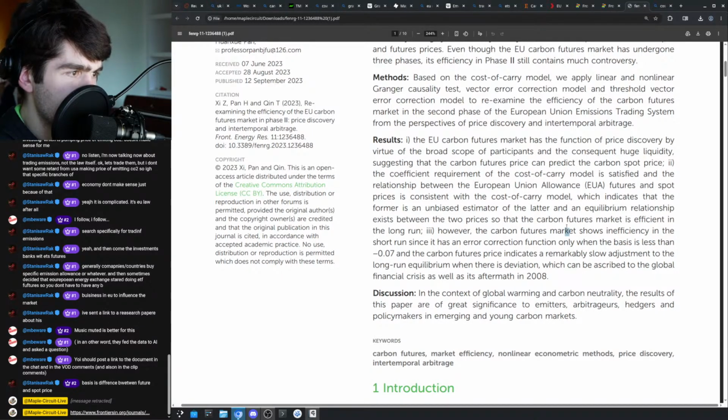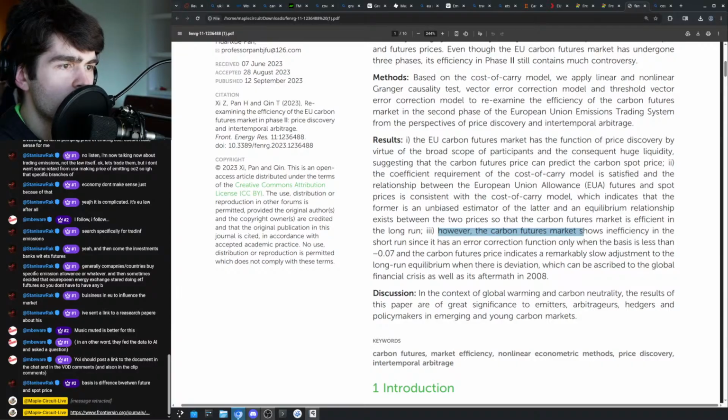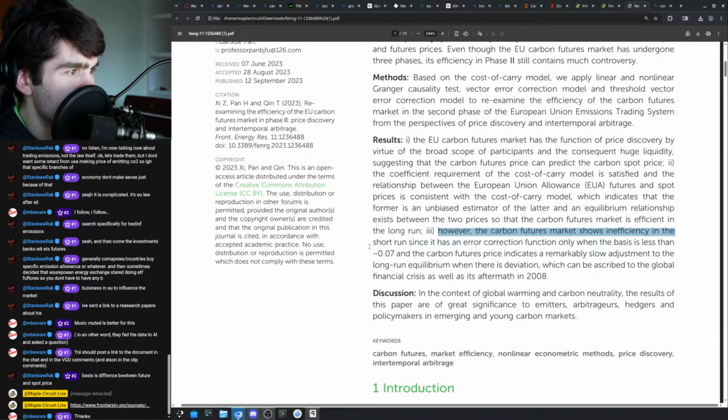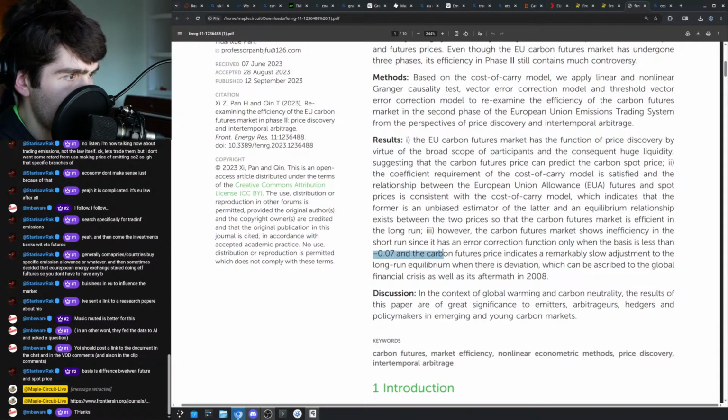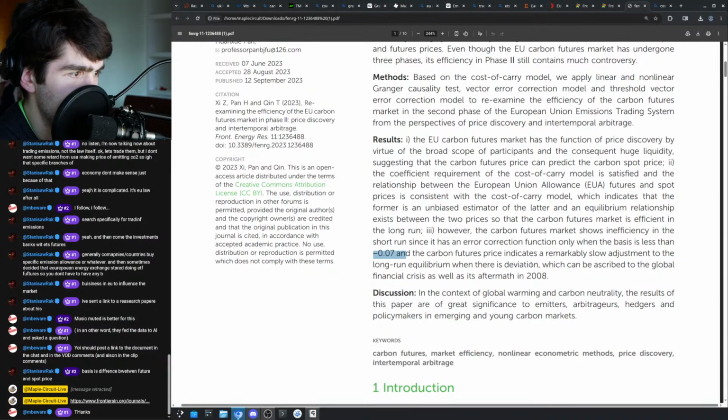But still, like my... No, I guess it's easy. I'm just trying to overthink it. I'm sorry. Okay. However, the carbon futures market shows inefficiency in the short run since it has an error correction function only when the basis is less than this. So it makes change on the short run. It can only make shorter change because of how people tweak their positions. Okay, I think I get it.